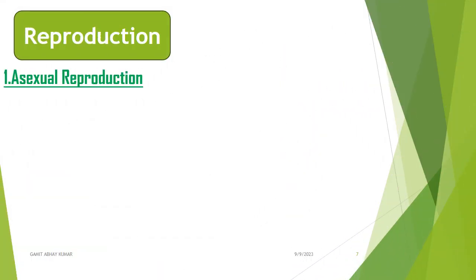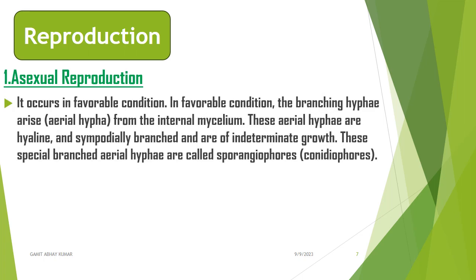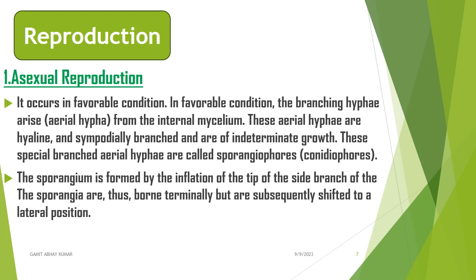Reproduction. Asexual reproduction occurs in favorable conditions. In favorable conditions, branching hyphae arise from the internal mycelium. These aerial hyphae are hyaline, sympodially branched and of indeterminate growth. These special branched aerial hyphae are called sporangiophores. The sporangium is formed by the inflation of the tip of the side branch. The sporangia are thus borne terminally but are subsequently shifted to a lateral position.